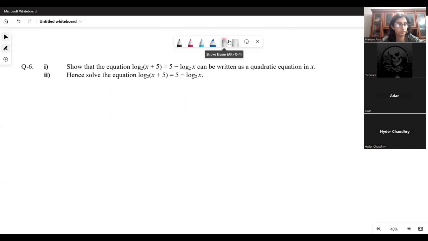Question number 6. Show that the equation log base 2 of (x plus 5) equals 5 minus log base 2 of x can be written as a quadratic equation in x.